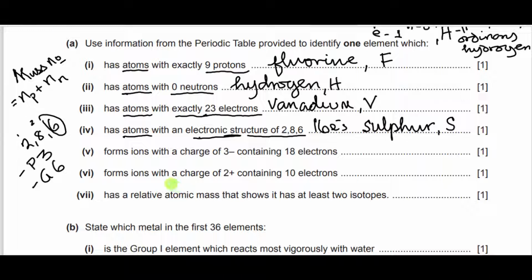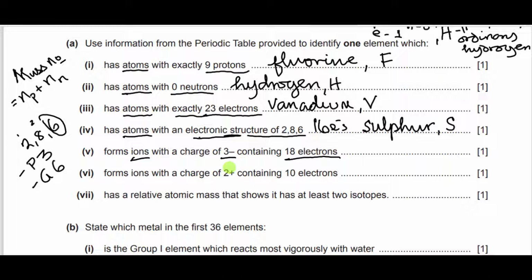Forms ions with a charge of 3 minus, containing 18 electrons. The keywords here: ions, right? With a charge of 3 minus, containing 18 electrons. Now, for it to form a negative charge, a charge of minus means that it is a non-metal that has gained electrons, right? A non-metal gains electrons. So it has gained 3 electrons to form an ion with a charge of 3 minus.